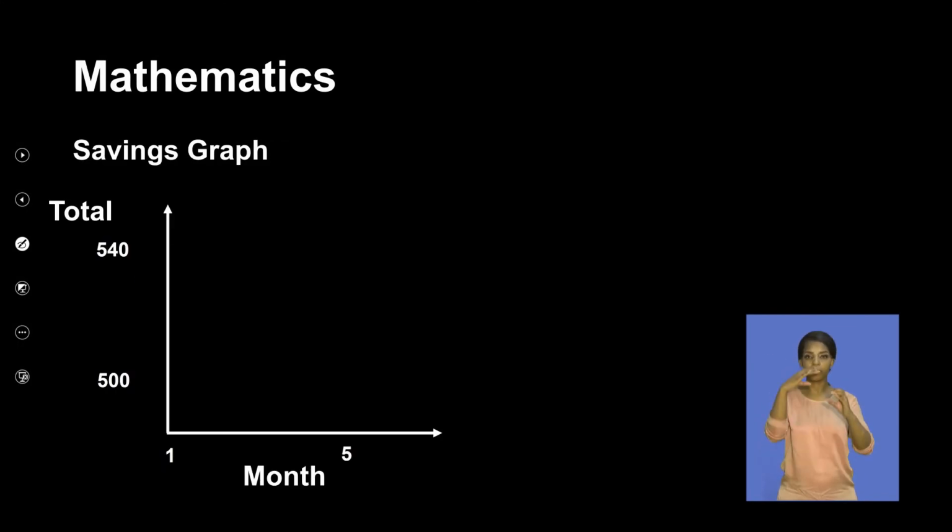Now, if I put this on a graph, on the first month this person started with 500 rands. In the second month, they went to 510 rands. The third month, 520. The fourth month, 530. The fifth month, 540. And the graph for this will look something like that.